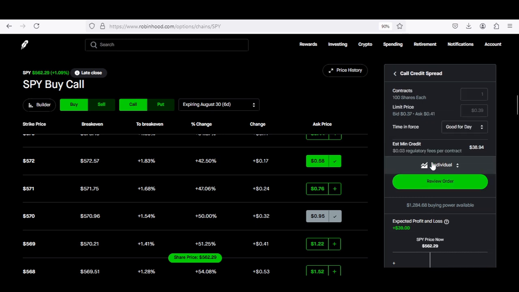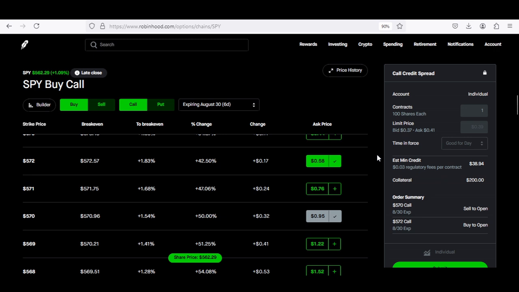So let's hit continue. And now we're going to choose our amount of contracts. Let's just go for one, and let's hit review. Now, the only difference between trading with a small account and trading with a larger account is your ability to scale based on your capital. So, if you were trading with a larger account, feel free to extend the amount of contracts you have.